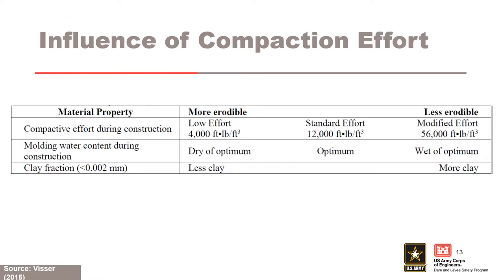We can look specifically at compaction effort influence and molding water content from the study results of Visser 2015. USDA did some research on this topic and found that the soil erosion resistance increases as the soil becomes denser, so it's more erodible at low compaction efforts and less erodible at high compaction efforts. Also, they found that when compacted dry of optimum, the soil is more erodible because it has a more flocculated structure. Finally, as we said on the previous slide, an increasing clay fraction leads to a decrease in erodibility of the soil.